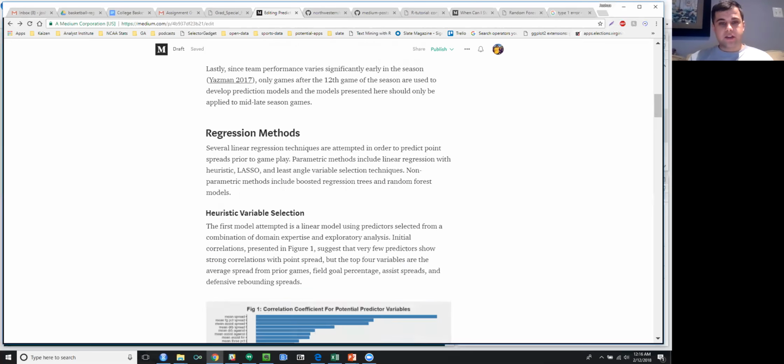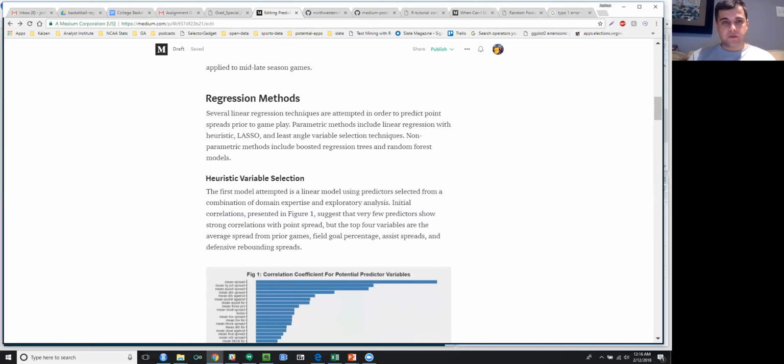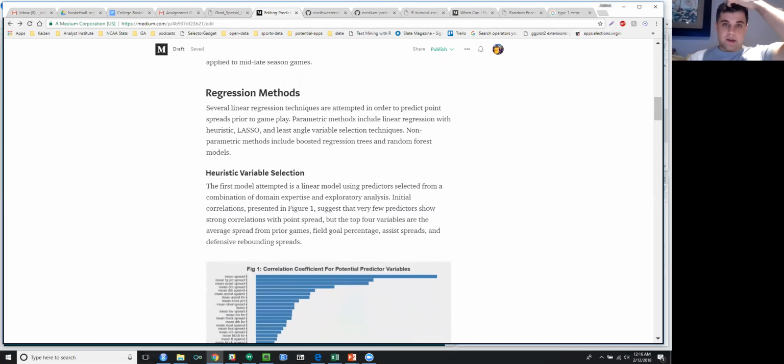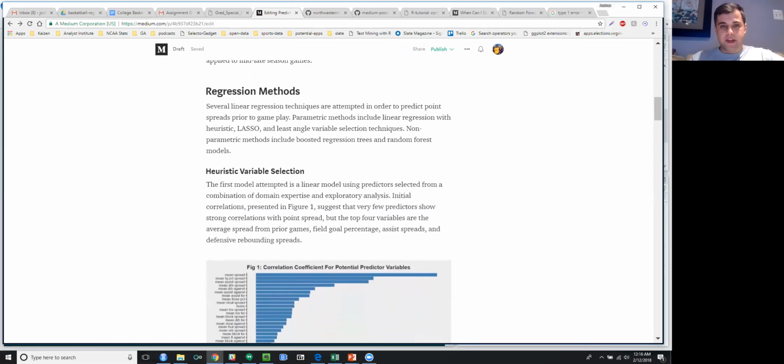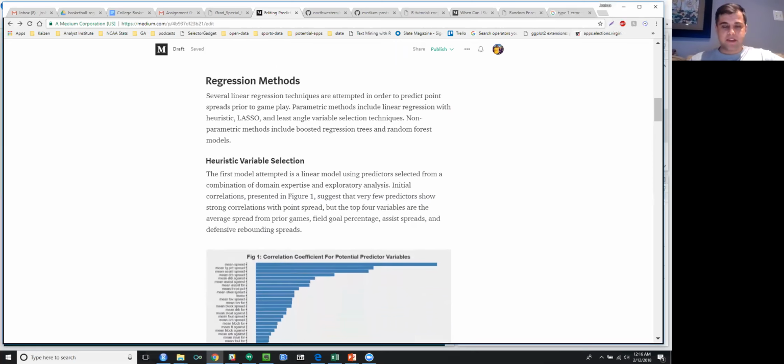So again, just to briefly touch on the regression methods that I use, point spread prediction is a little bit more lucrative in terms of betting markets as opposed to classification modeling. But I also found that it was a little more difficult. So I think the main takeaway from this project is some good classification modeling.